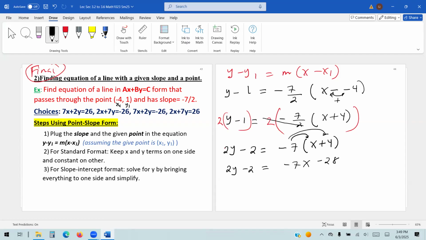You're almost done. All we need now is x next to the y and numbers on the other side. Since our x is negative, we can bring x from the right to the left. So 7x plus 2y minus 2 equals minus 28. But what don't we like here? The 2. So we add 2 and we get 7x plus 2y equals negative 26.